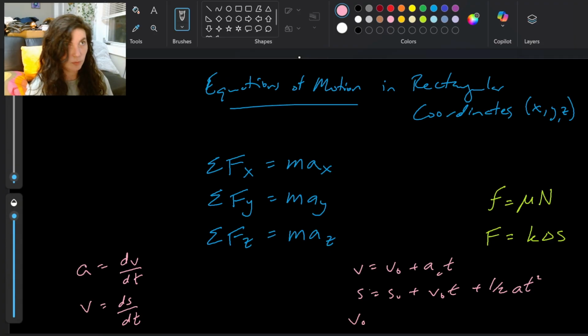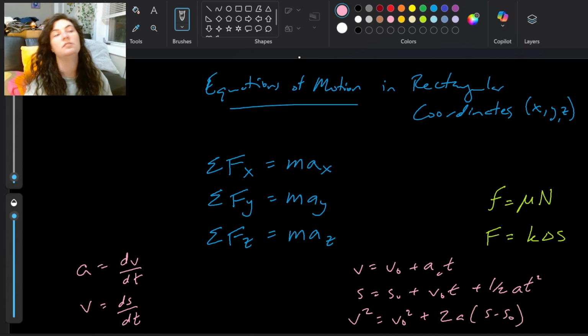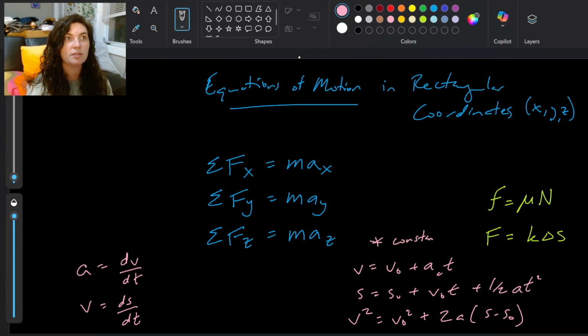And v squared equals v naught squared plus 2a times (s minus s naught). Right, so those are for constant acceleration, which is possible. It could be changing acceleration, it could be constant acceleration. We will have to determine, based on what the problem tells us, which set we can use.